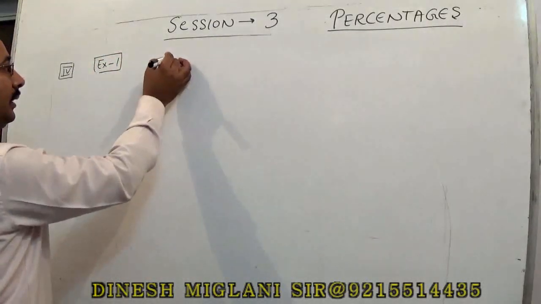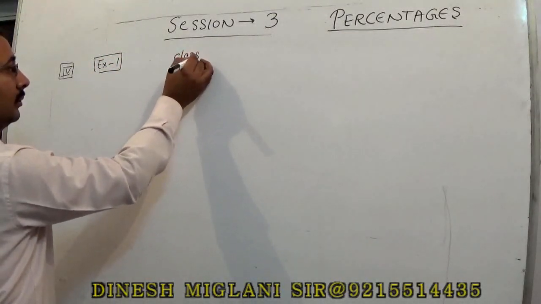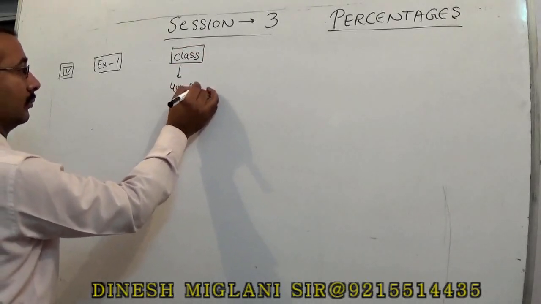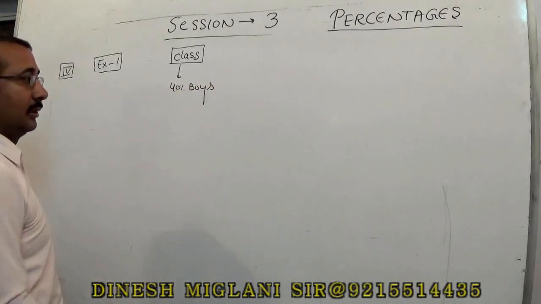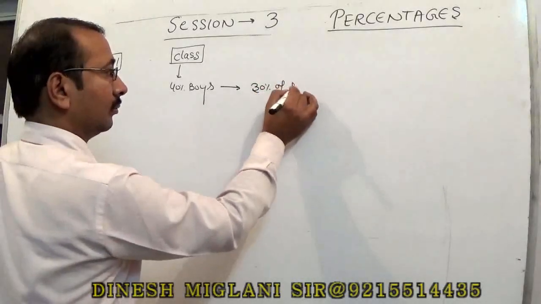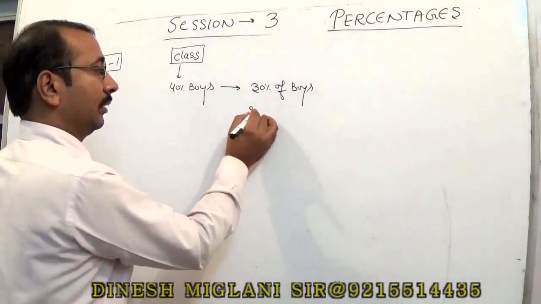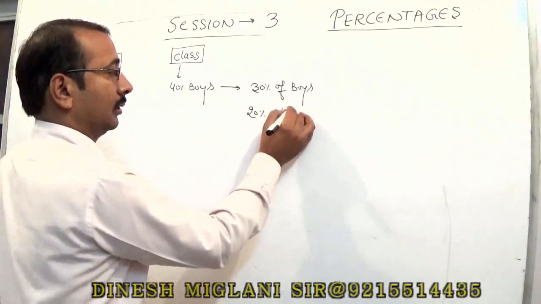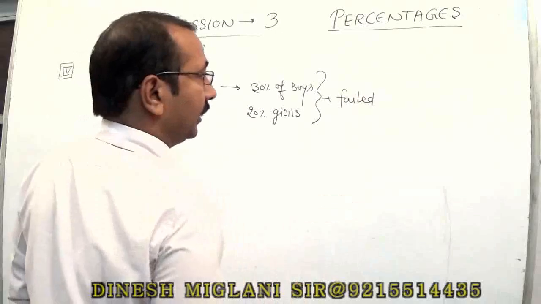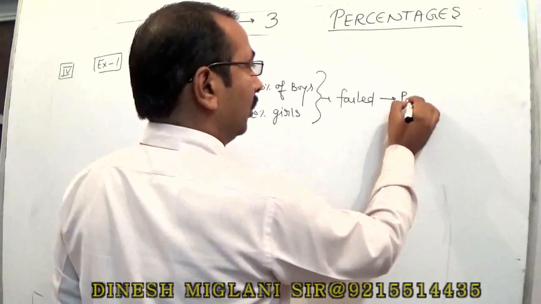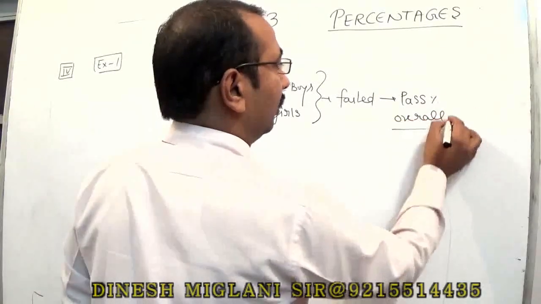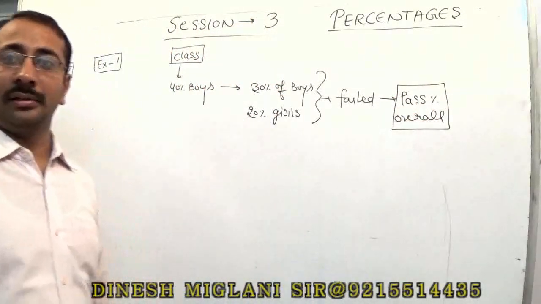It is given that in a class 40% are boys. Then it is mentioned that 30% of boys and 20% of girls failed. In the answer, you have to find out what is the overall pass percentage of the class. What is the overall passing percentage of the class?